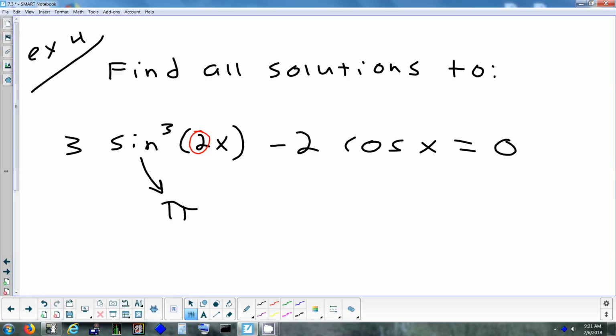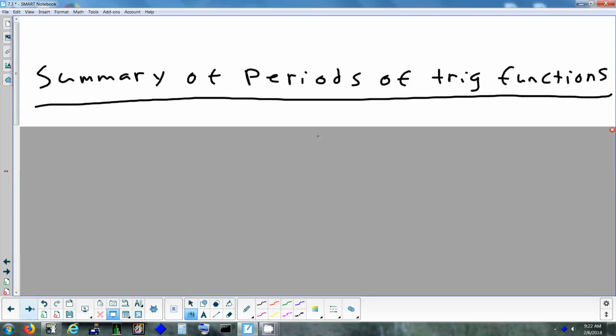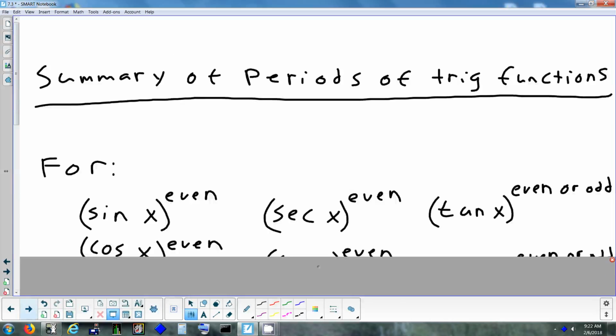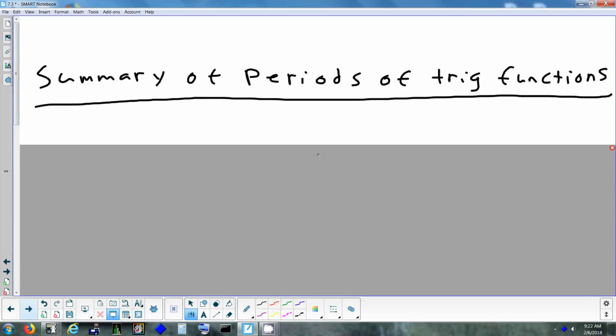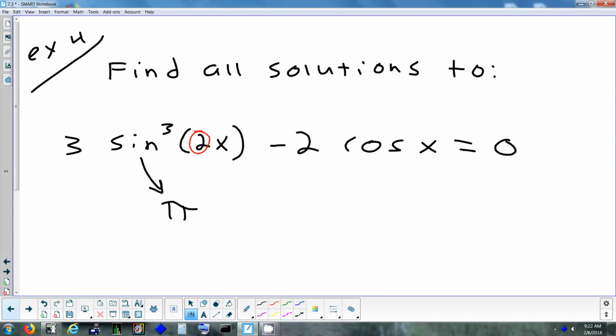Because sine has a period of 2 pi. Sine cubed without the 2 also had a period of 2 pi. So it turns out that if you take sine or cosine and raise it to any odd power, it has no effect on changing the period. Raising it to an even power does. And I'll give you a chart in a second that summarizes all of that. Okay, so sine cubed has a period of pi.